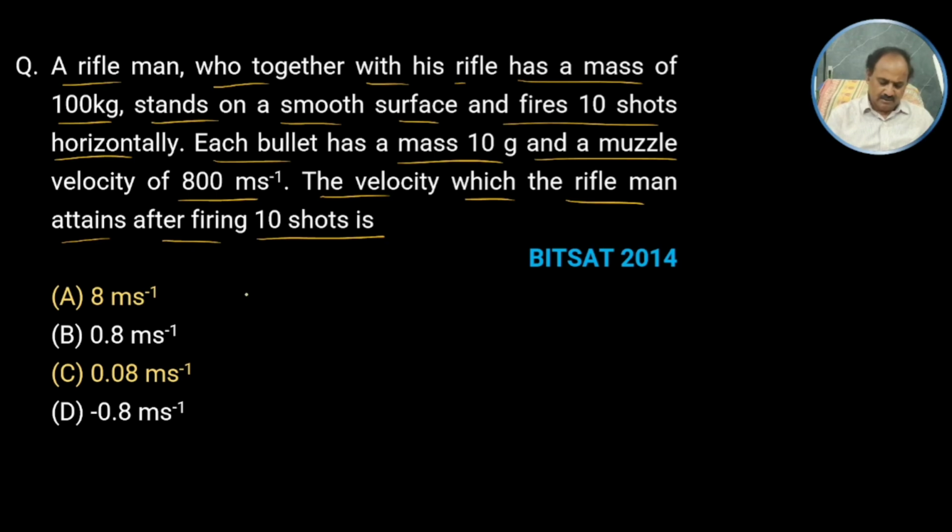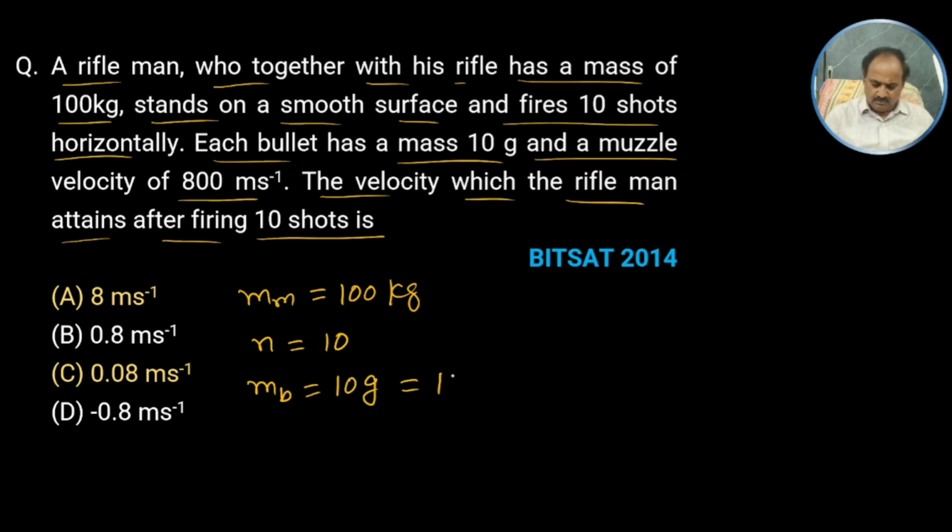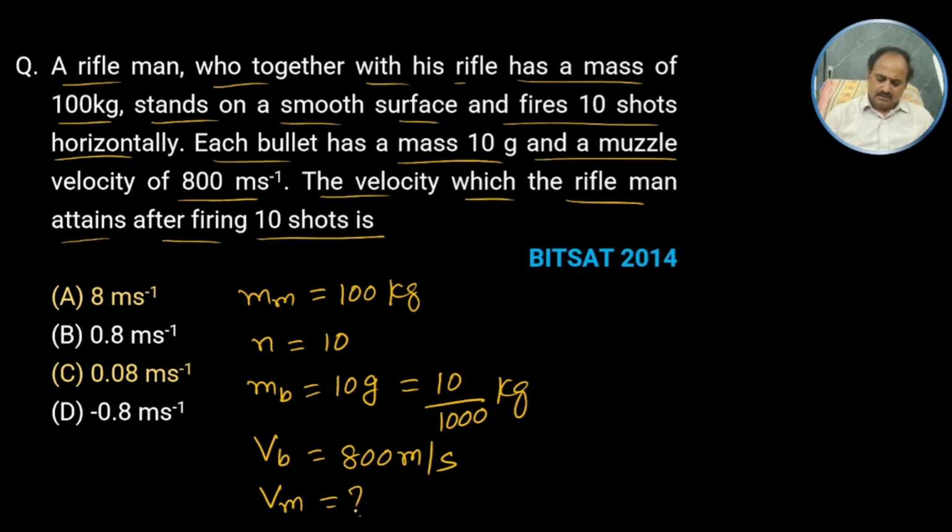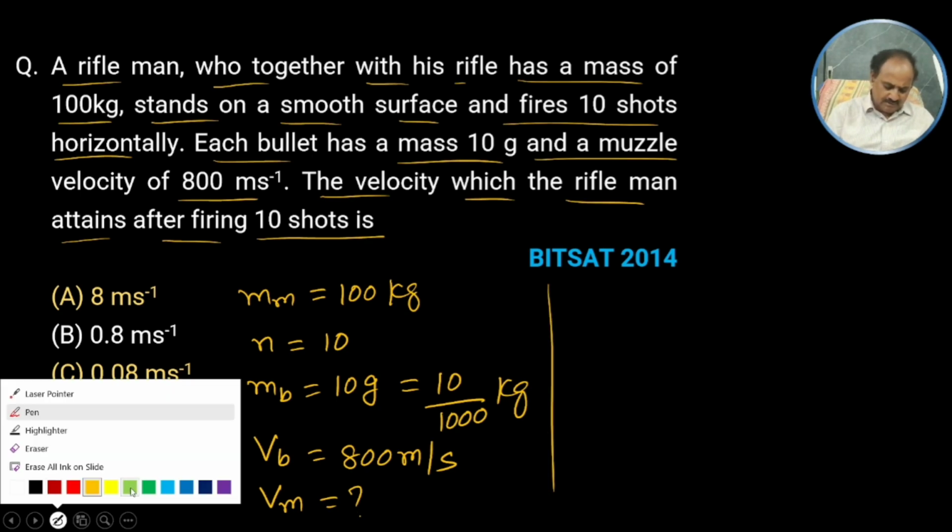It is given like this. Mass of the man is 100 kg, number of shots n equal to 10, mass of each bullet equal to 10 grams, which is equal to 10 by 1000 kilograms, and the velocity of each bullet is 800 meter per second. Then what is the velocity of the man after 10 shots are completed? That is the question. Here let us apply the law of conservation of linear momentum.